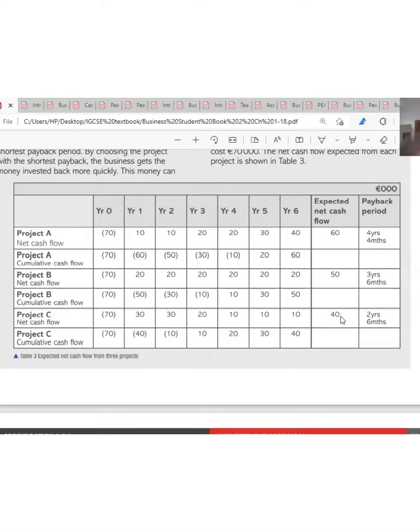The amount that is left that we need to pay for is 10,000, which we're going to get from the third year. So it means 70,000 divided by 40,000 multiplied by the amount needed to complete the required amount, which is 10,000, which is only from the third year.